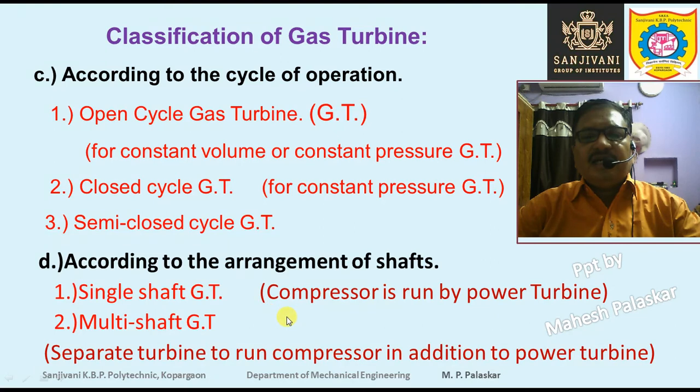And in the single shaft gas turbine, there is only one turbine, the power turbine, and the same turbine will run the compressor. So part of the power which is produced by this turbine will be used to run or drive the compressor.